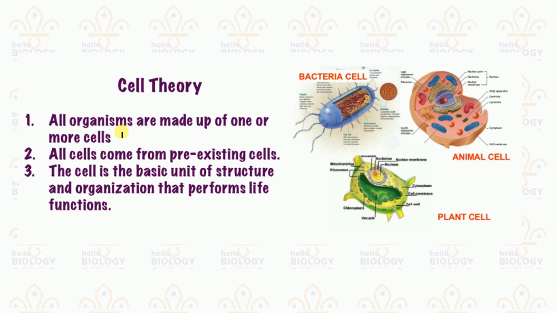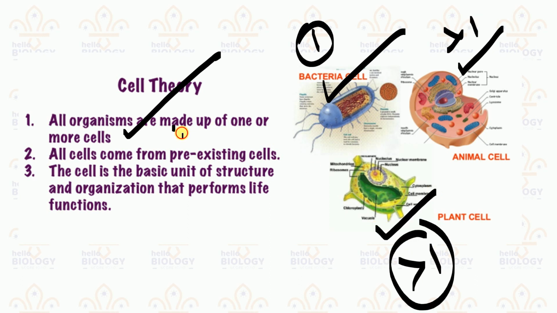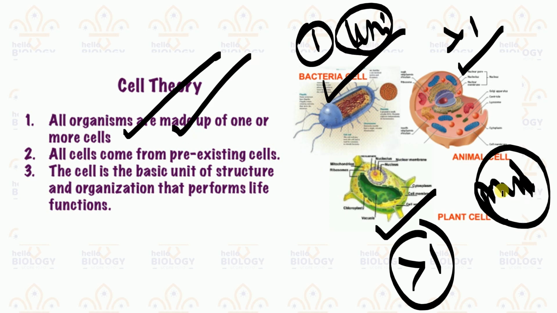First one: all organisms are made up of one or more cells. If it is a bacterium, it is made up of one cell. If it is an animal, it is made up of more than one cell. If it is a plant, it is made up of more than one cell. The first theory is accepted. Yes, there are unicellular organisms and multicellular organisms.